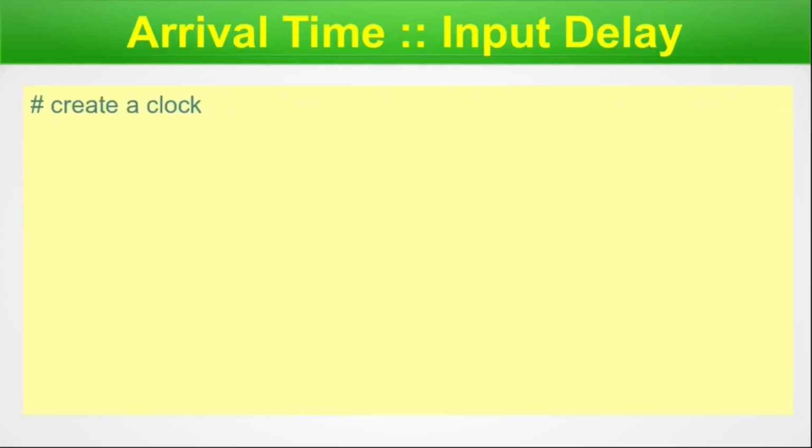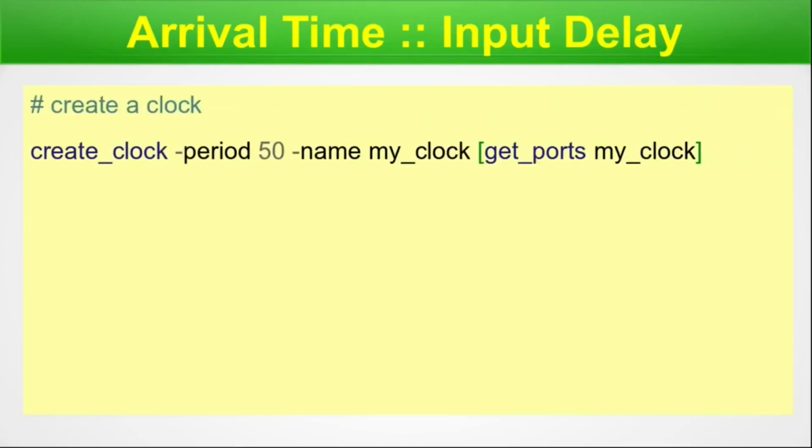Create clock. First thing, create clock, then we specify the period 50, then the name my clock, and then we use square brackets as we do in Tcl: get ports my clock. So we get all the ports, and onto that we apply the period and everything. This is how we define create clock. Again, I am emphasizing that from one simulator to another this command may be a bit different, so don't panic, always consult the manual.